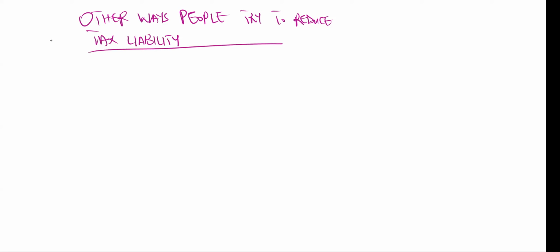So let's look at other ways people try to reduce tax liability. Okay, so what are some of the other ways people try to reduce tax liability? We have two main methods, right? Tax avoidance and tax evasion.